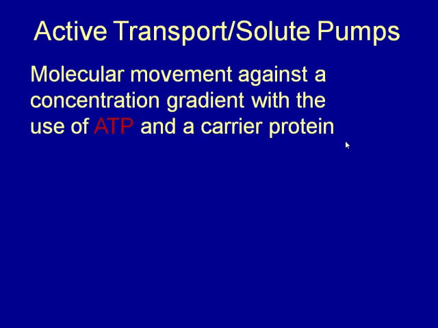The active transport processes require the use of ATP. The first process we'll look at are the solute pumps. Now, active transport is molecular movement against a concentration gradient with the use of ATP and the use of a carrier protein. We're going against the concentration gradient. This time we're going from where there's a lower concentration of the molecule to where there's a higher concentration. So we're pushing uphill, and that's going to require energy to do that.